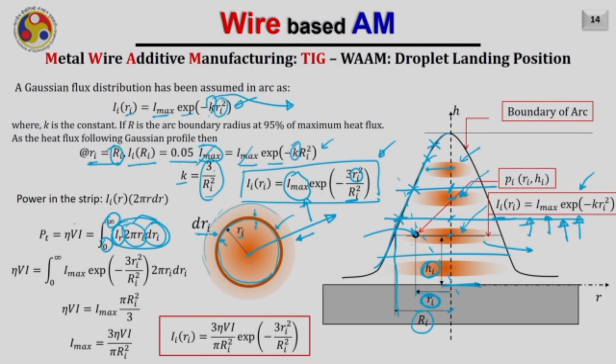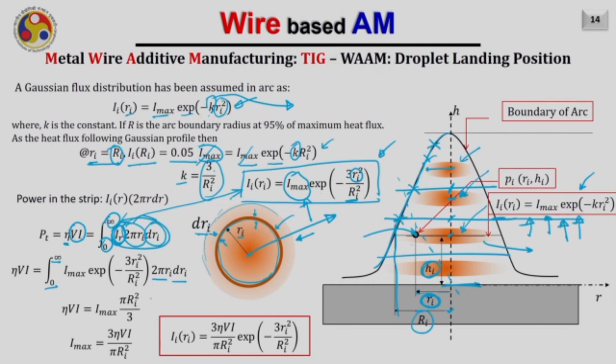And this total power in the case of TIG welding can be given by multiplying voltage into current, and if there is a given efficiency of the system, multiplied with that also. So eta Vi will be the total power, that will be equal to integration 0 to infinity, and let me replace the expression of I(R) also from this equation, and as a result I will have integration 0 to infinity I max exponential minus 3 Ri square divided by Ri square into 2 pi Ri dr.